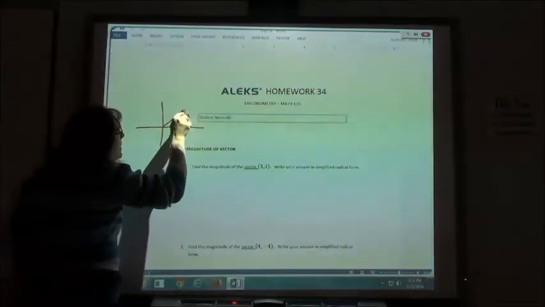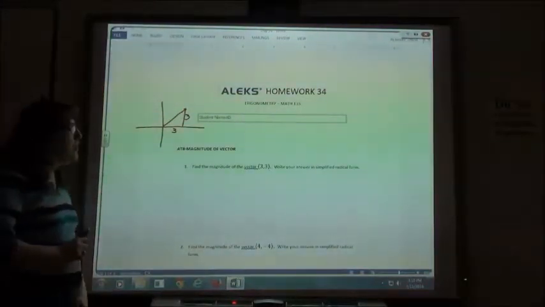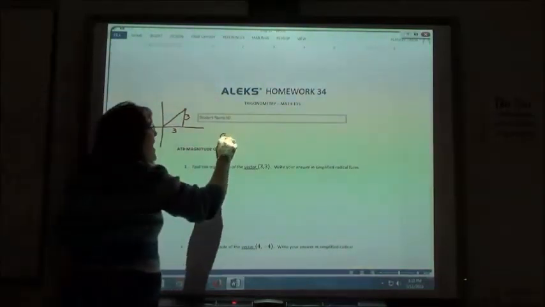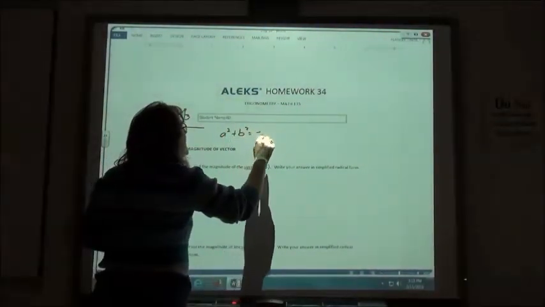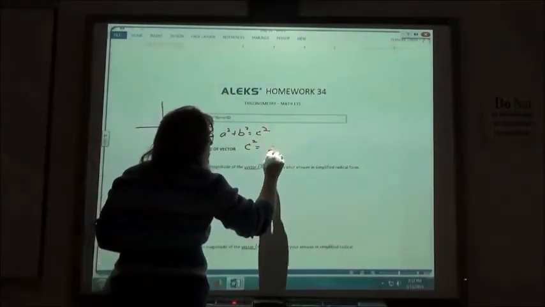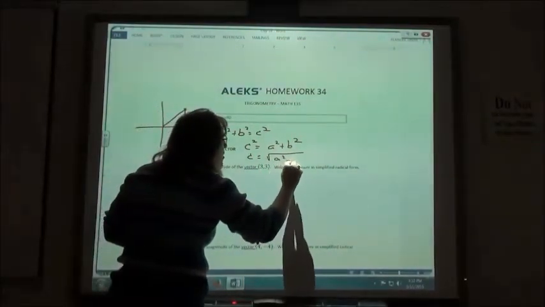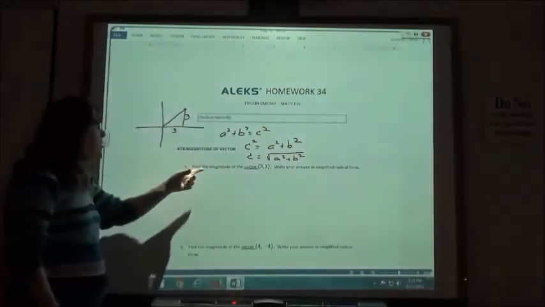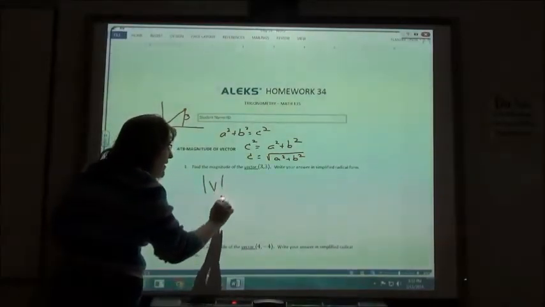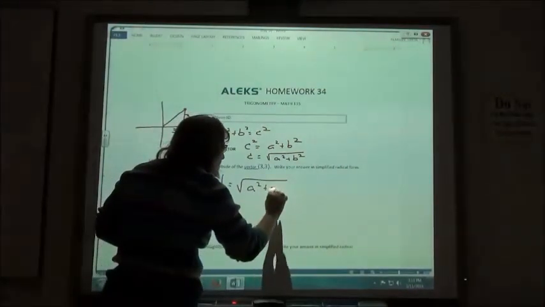And so, in order to find the size or the magnitude of that vector, what I'm really doing is just using my Pythagorean theorem because I have a right triangle there. We know that a squared plus b squared equals c squared. So if I solve that, c squared equals a squared plus b squared, so c is equal to the square root of a squared plus b squared. Same thing with the magnitude of your vector. The symbol for the magnitude of a vector is going to be something like this. The magnitude of the vector is equal to the square root of a squared plus b squared.